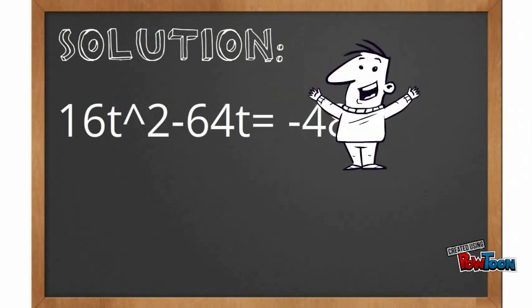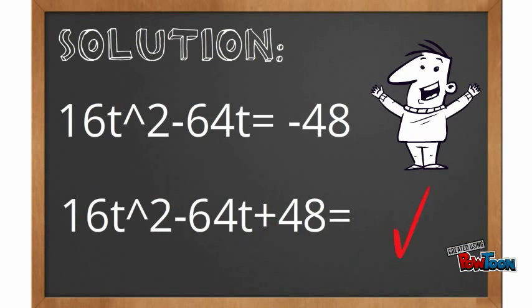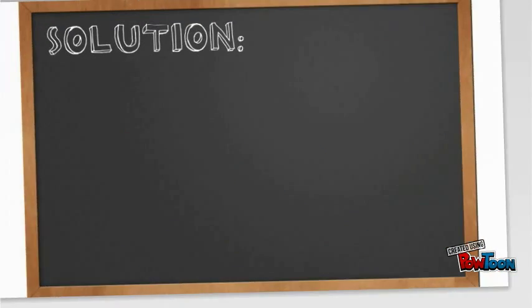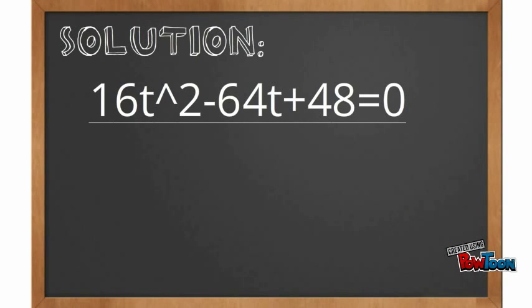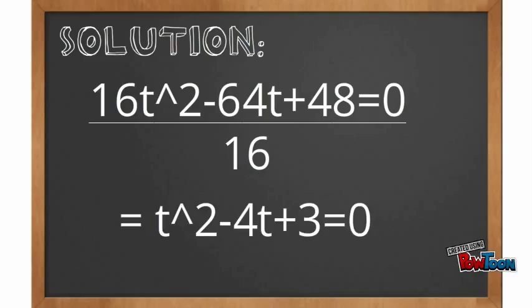Next step, we should turn our equation into standard form, which will lead us to 16t squared minus 64t plus 48 equals 0. Next step, to reduce the equation, we need to divide it by 16 since the terms are all divisible by it.